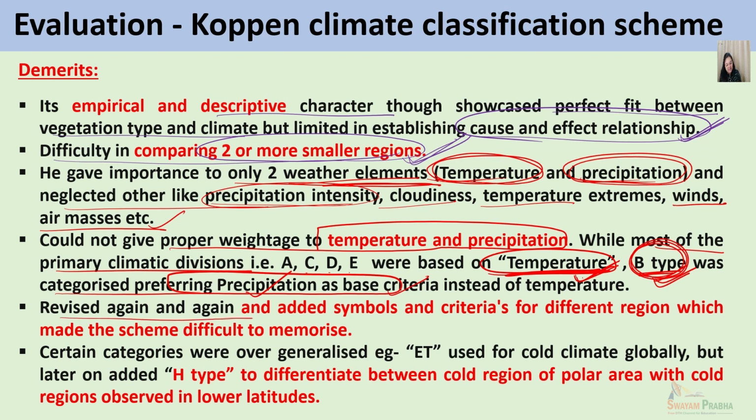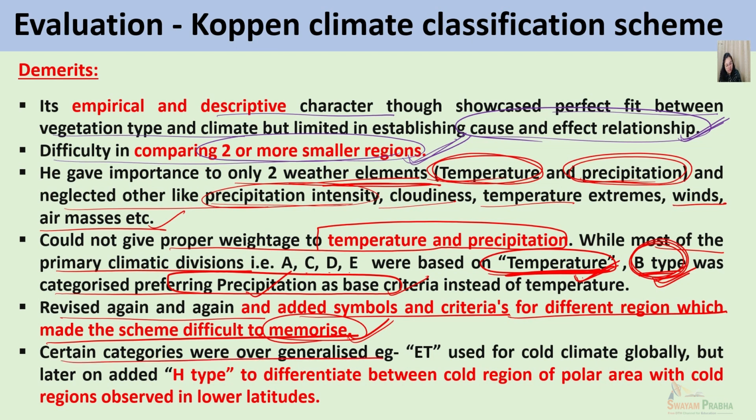So he revised again and again his particular scheme and added symbols and criteria for different regions, which made the scheme difficult to memorize later on. So initially the 5 categories were given A, B, C, D, E, and later on other categories and subcategories and sub-symbols were added to reclassify the climatic classification and to make it more appropriate. However, with time, it became more difficult to memorize since numerous subcategories were added to the scheme.